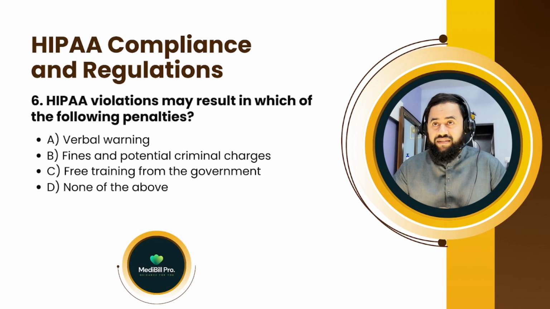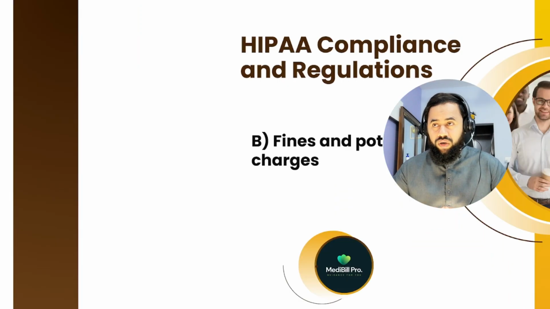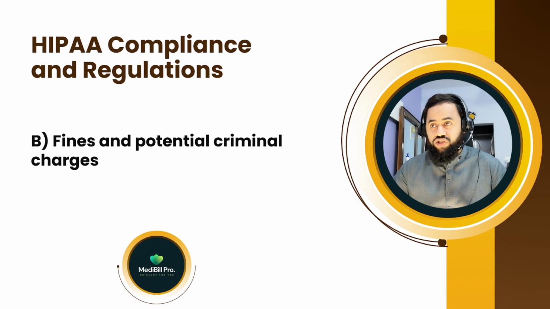What is question number six? That is, HIPAA violations may result in which of the following penalties? Okay, so if there is a HIPAA rules and regulations violation, then what kind of penalties, what kind of fines can be imposed on the person or on the entity who does this? Option A is verbal warning. Option B is fines and potential criminal charges. C, free training from government. D, none of the above. So what should be the penalties? I guess option B is going to be the one. That is fines and potential criminal charges.